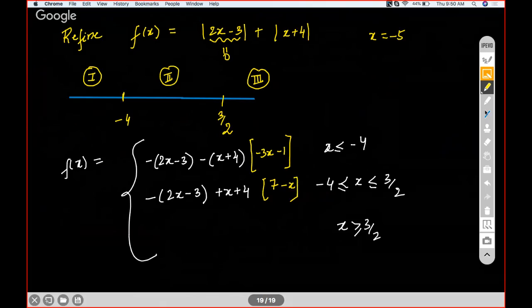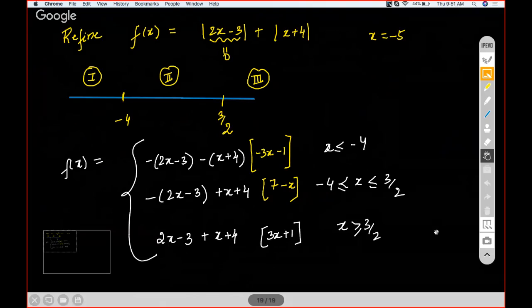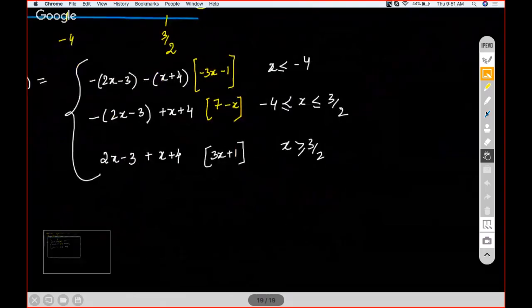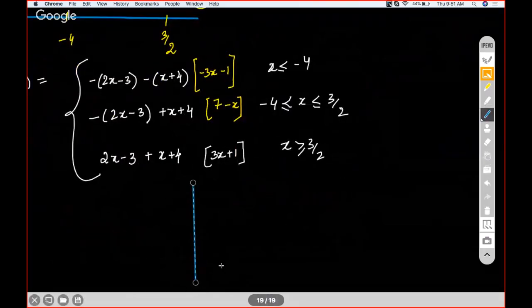When x is greater than or equal to 3 by 2, I can take any value. I'll take 2. If I take 2, then 2 times 2 is 4, minus 3 is positive 1. So it'll be 2x - 3 plus, 2 plus 4 is 6, again positive, so x + 4. It'll be 3x + 1. So you have y equals 3x + 1, y equals 7 minus x, and y equals minus 3x minus 1.